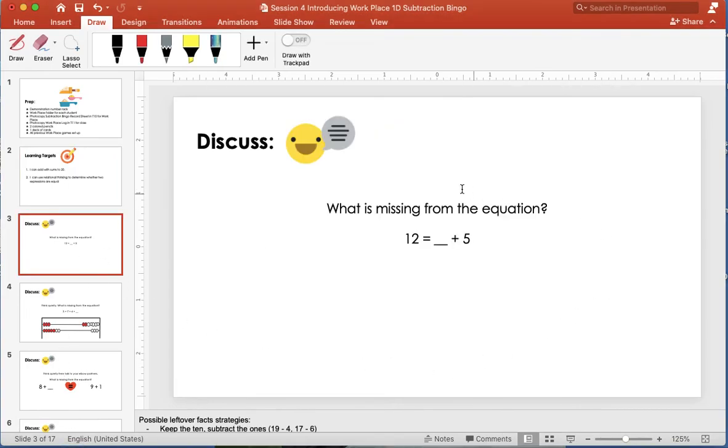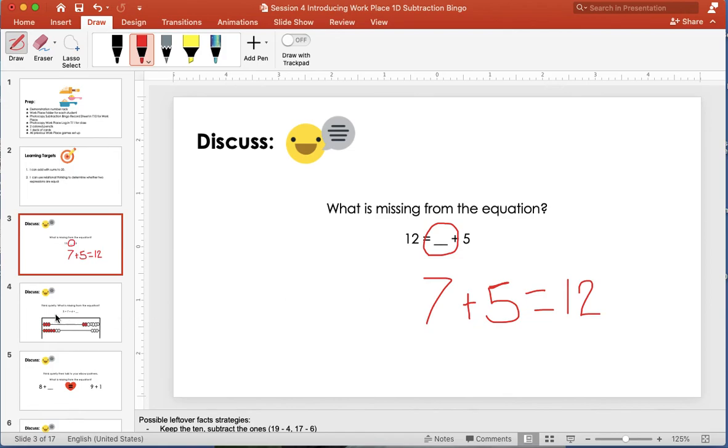So first, we're going to look at this equation and determine what is missing from this equation. So obviously, right here we have a number that's missing. So I'll give you a second to think about what number plus 5 would equal 12. So what plus 5 would equal 12? Okay, you should have thought of 7. So 7 plus 5 equals 12.